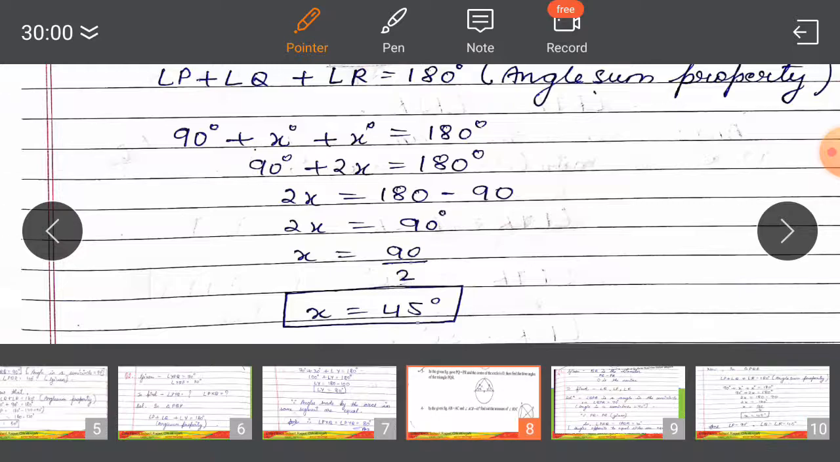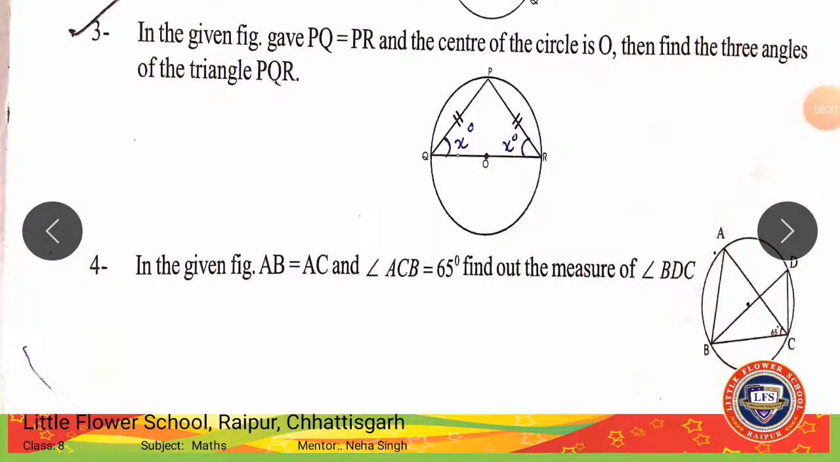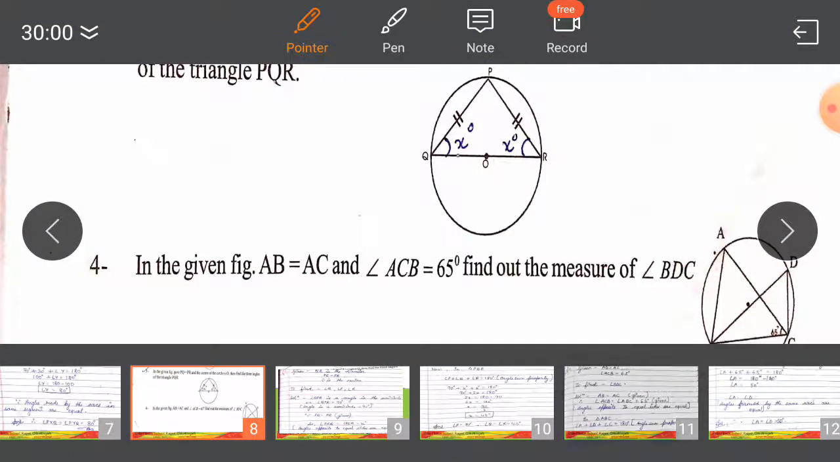Next, fourth question. In the given figure, AB equals AC and angle ACB is 65 degrees. Find out the measure of angle BDC. See, AB and AC are equal. It is given AB and AC are equal, which means this angle and this angle will also be equal. Just now we have done this in the third question. ACB is given. We need to find the value of BDC. So let us see how we are going to solve.